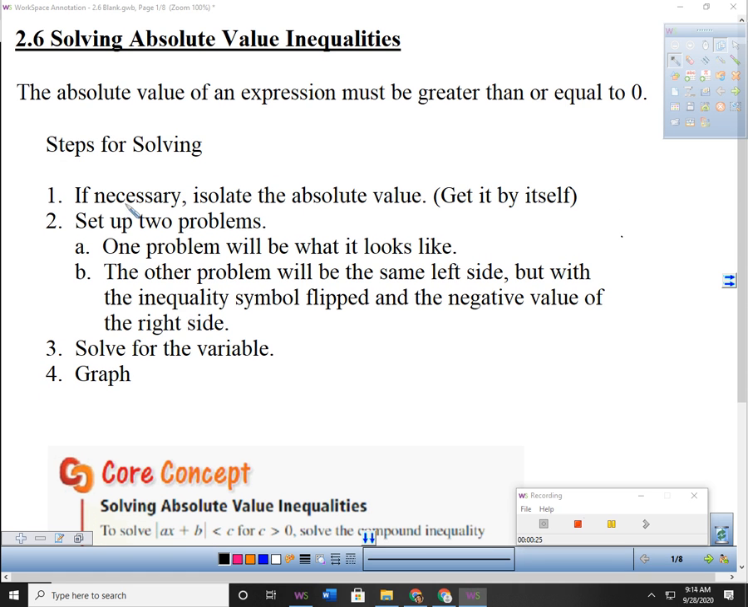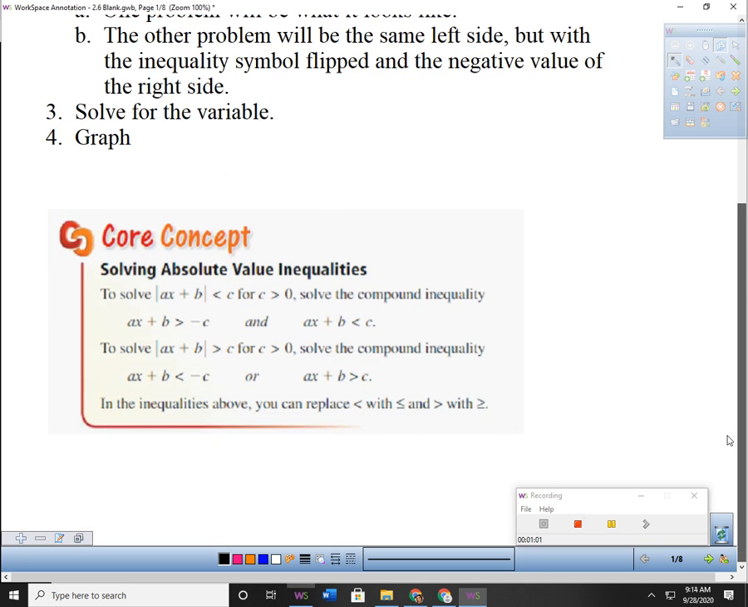First, if necessary, you need to isolate the absolute value. That just means get the absolute value by itself. There should be nothing on the outside, right? Then you're going to set up your two problems. You've got one problem that just kind of looks like it is. The other problem, you're going to have the same left side, but then you're going to flip your inequality symbol and then take the negative value of the right side. So really, it's the same as doing the other absolute values, except now you have an inequality symbol, you got to flip it, okay? Then you'll solve for your variable, and then you will graph, alright?